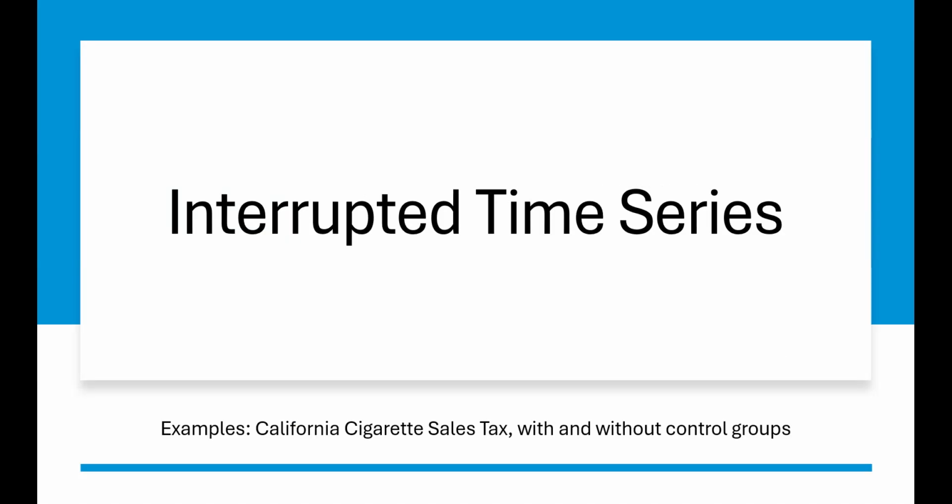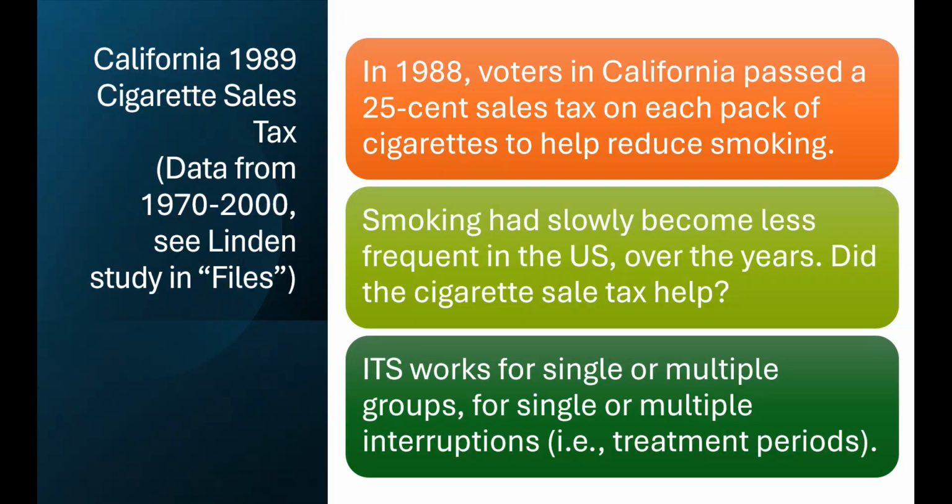Okay, so let's begin our first examples on interrupted time series. We're going to look at the California cigarette sales tax, and we're going to use control groups as well as no control groups. Okay, so let me begin with the introduction. California's 1989 cigarette sales tax.